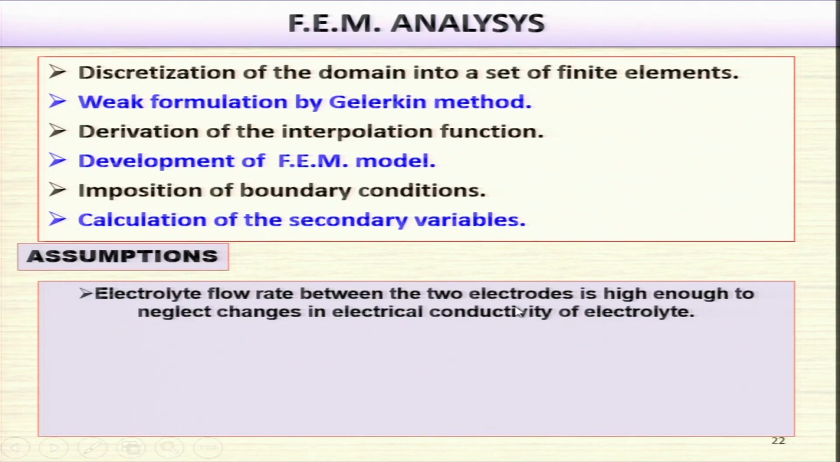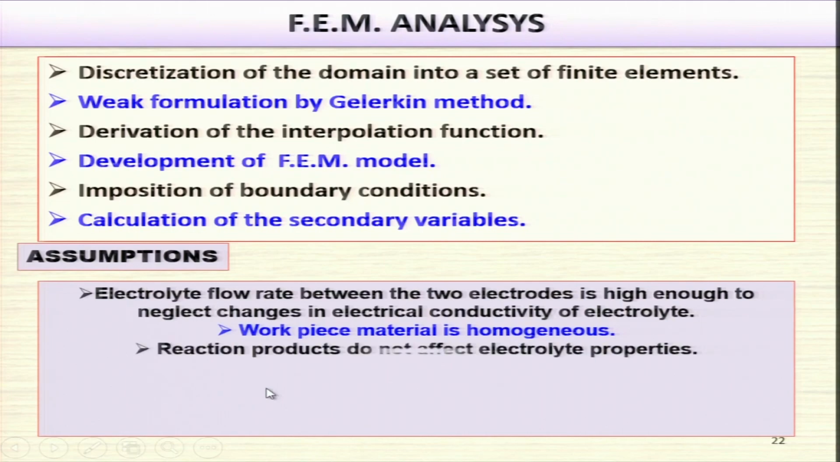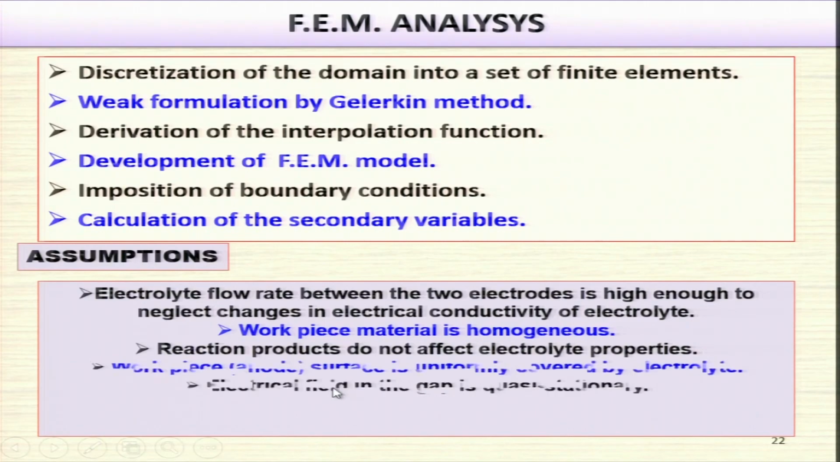Electrolyte flow rate between the two electrodes is high enough to neglect changes in electrical conductivity of the electrolyte. Workpiece material is homogeneous. Reaction products do not affect electrolyte properties. When I say workpiece material is homogeneous, that simply means it is applicable for pure metals. You may have to make changes if you are dealing with alloys.